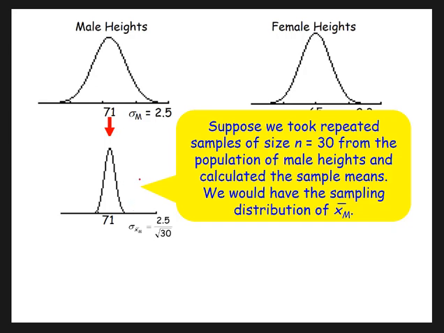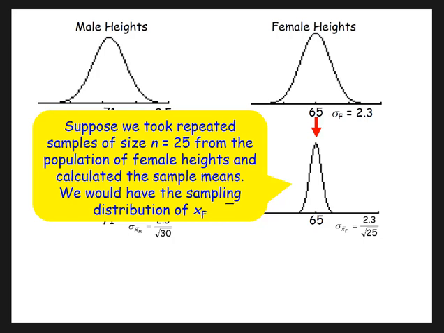So we have the sampling distribution for a sample size of 30. This is the male heights for individual heights. This is the distribution of the sample means for samples of size n equals 30. And so the same would be true for the women. Their sampling distribution would also be a curve narrower than the others. Of course, that sample size of 25 there is what we're taking for the women.